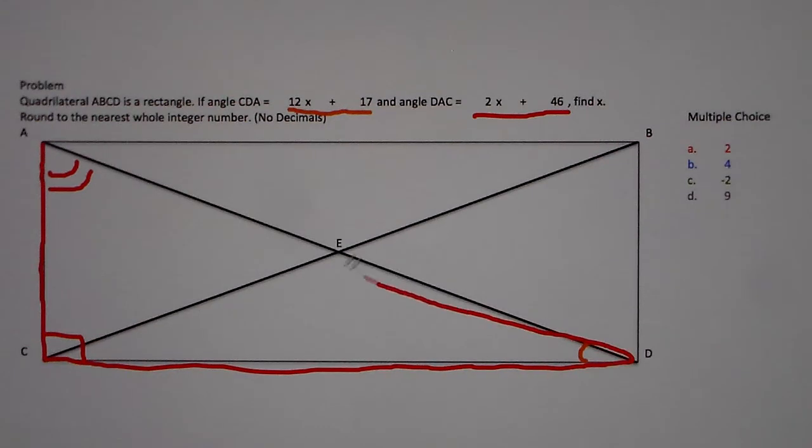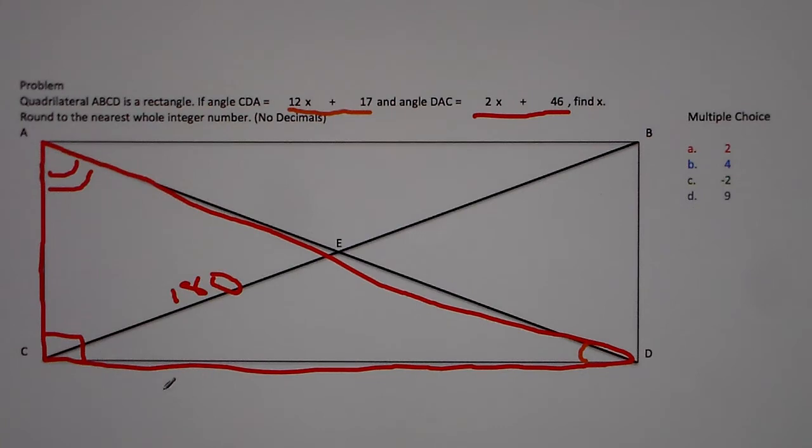And we know that when we connect all these lines, connect all these angles, it makes a triangle. We also know that there's 180 degrees inside of a triangle. So we know this angle plus this angle plus this angle equals 180. 180 minus this 90 gets us 90. So we're just going to add up these two angles inside equal to 90.